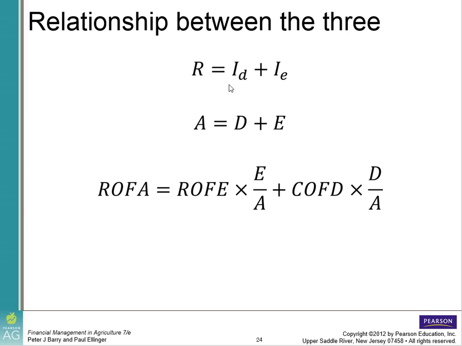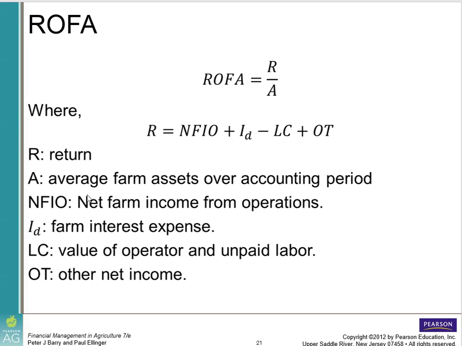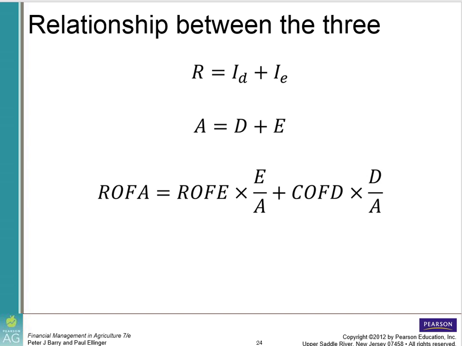equals ID plus IE. Why is that? How are we going from this to this right here? Notice that ROFE, this IE, equals NFIO minus LC plus OT. If I add ID, this ID over here, in this equation, I can then call this whole thing R. So all I'm doing is plugging this IE right over here to get this R.